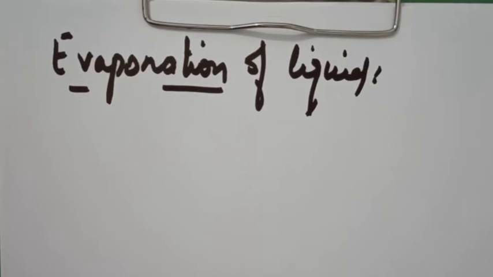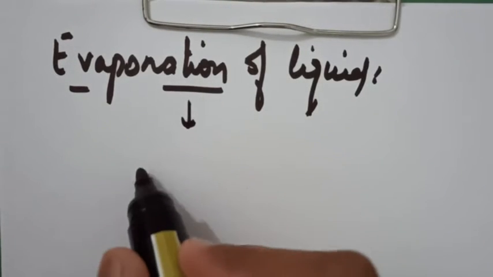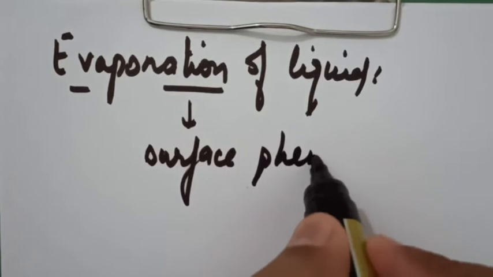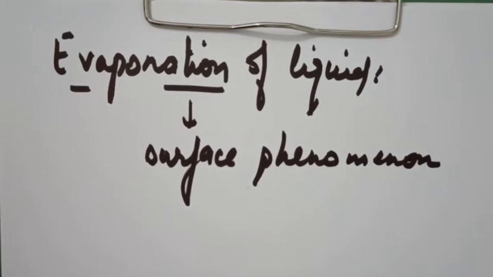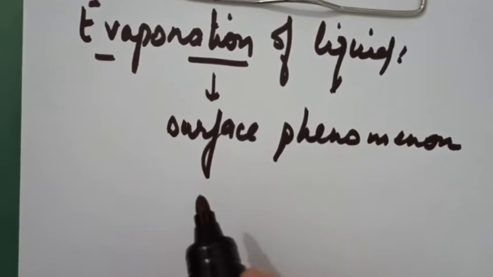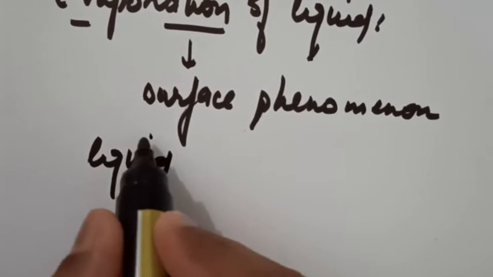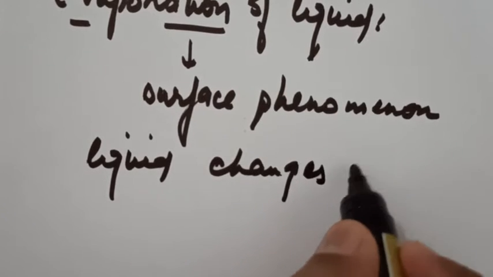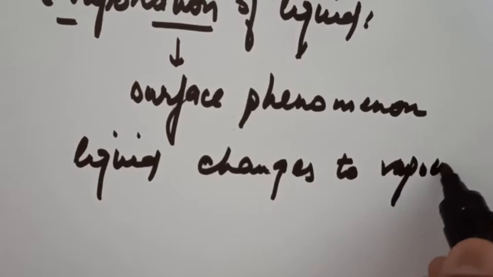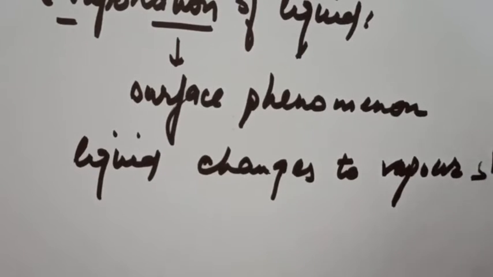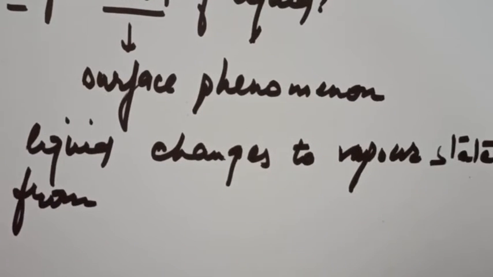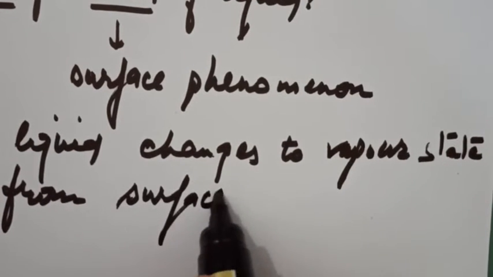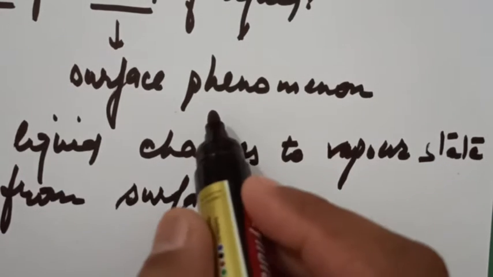What is evaporation? As we have done in the lower classes, evaporation is a surface phenomenon in which the liquid changes into vapor state from the surface. That's why it is known as a surface phenomenon, and this is known as evaporation.